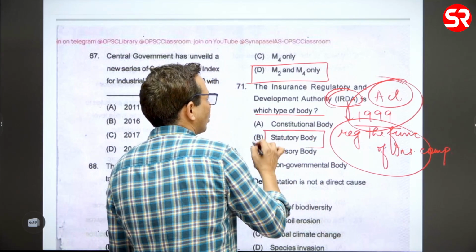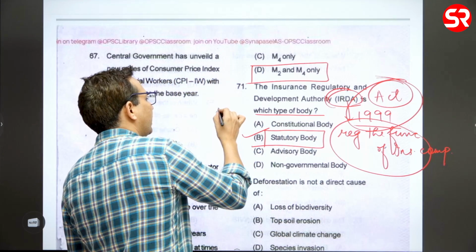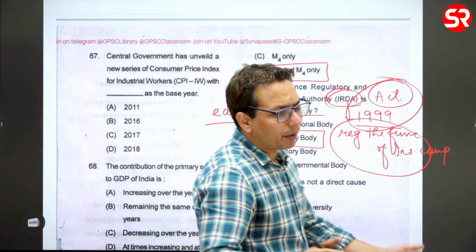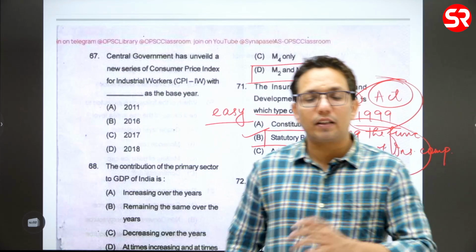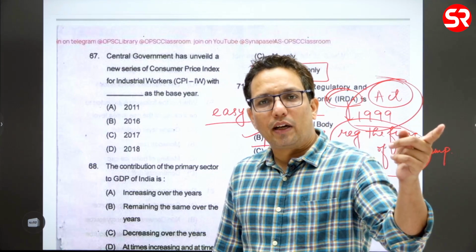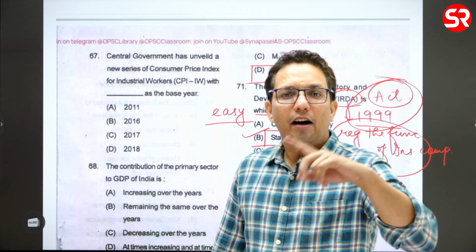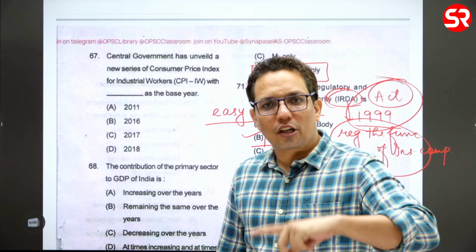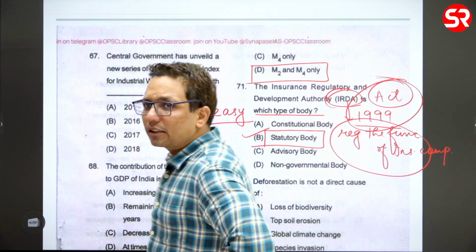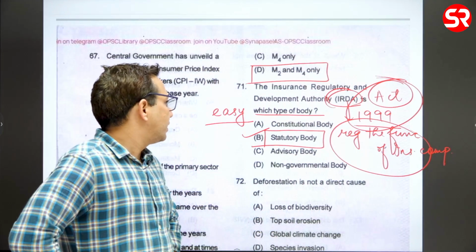All right, so the answer of 71st is B. Again, an easy question, because you may not know the IRDAI Act, but you know one thing: IRDA was brought to regulate, SEBI was brought to regulate, SEBI is a statutory body, RBI was brought to regulate, RBI is a statutory body. So through common sense, we can say that it is an easy question.